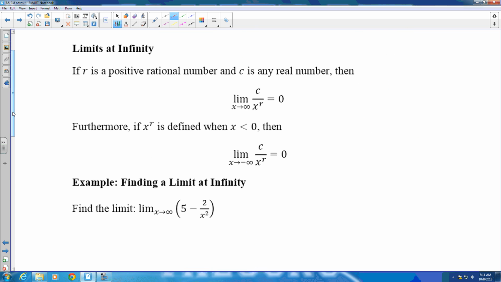Okay, if r is a positive rational number and c is any real number, then if we have some function c over x to the r, the limit as we approach infinity is 0, and as we approach negative infinity is also 0.